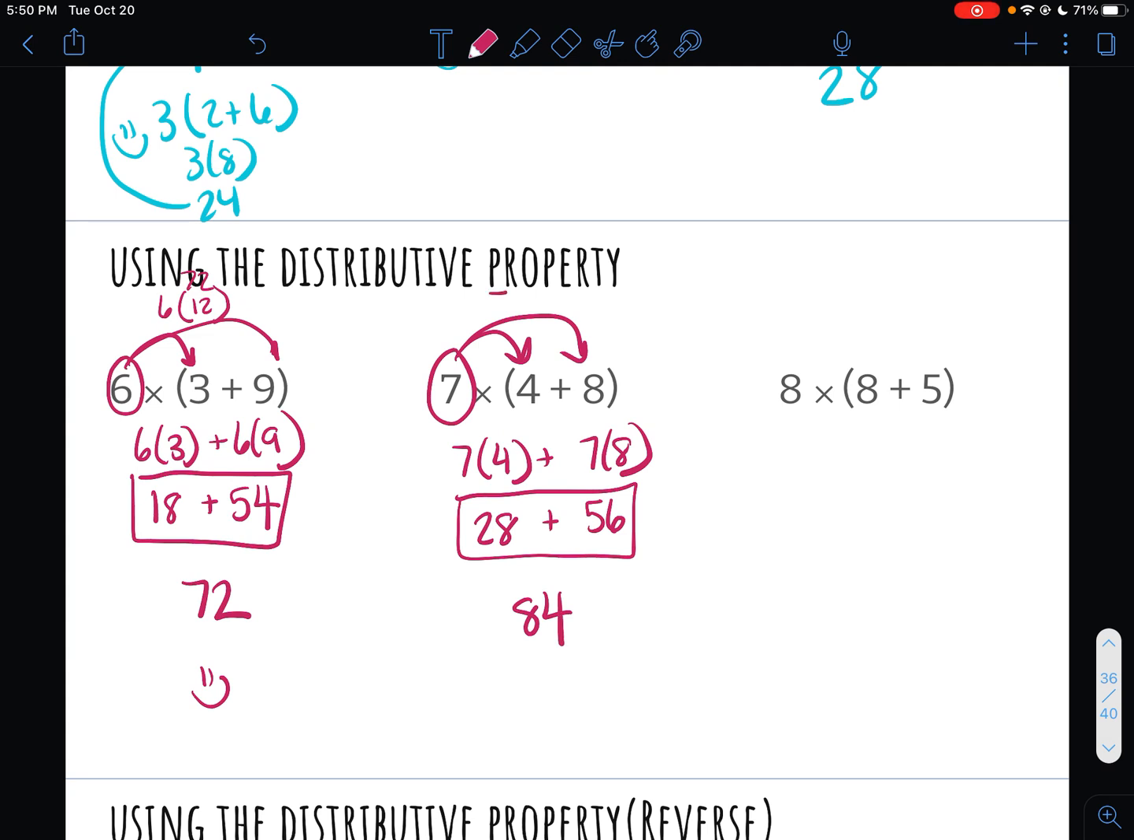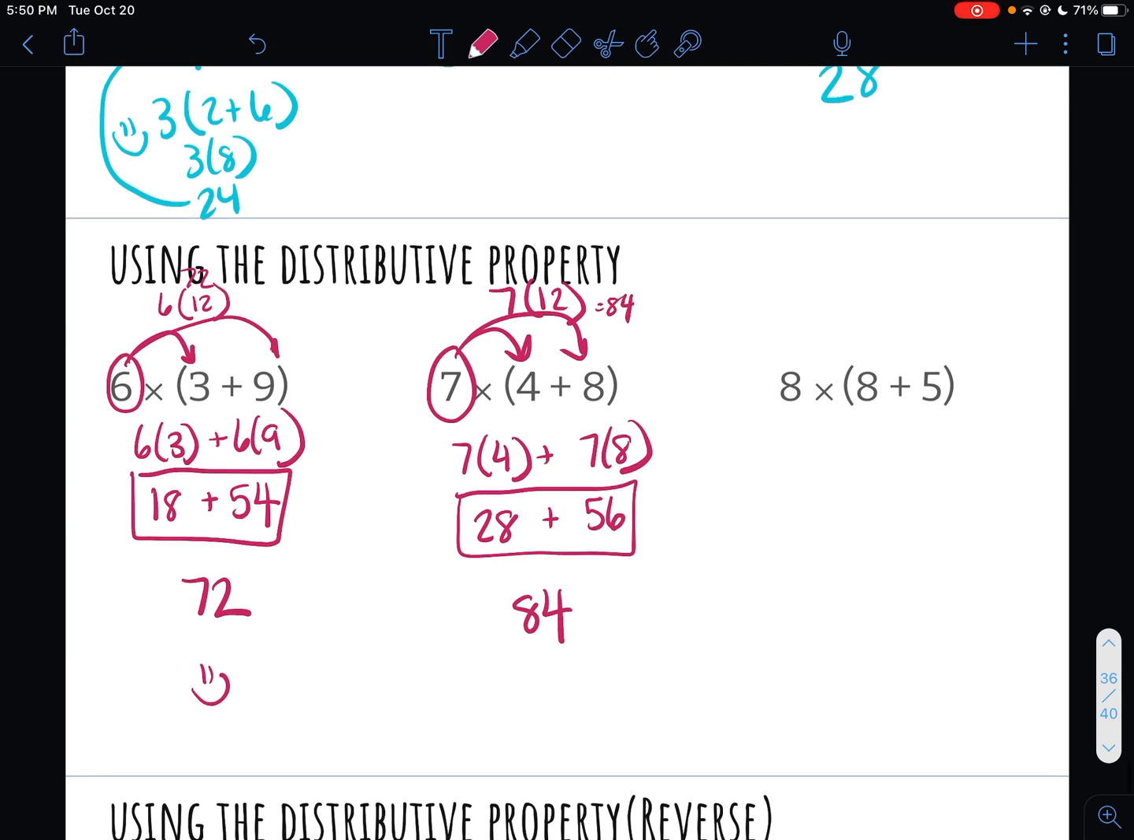And normally I would do 7 times 8 plus 4 is 12. And 7 times 12 is 84. Perfect. And last one. So distributing the 8 to each term. 8 times 8 plus 8 times 5. 8 times 8 is 64. 8 times 5 is 40.